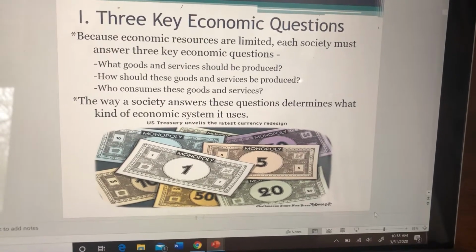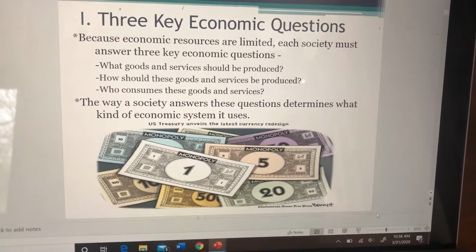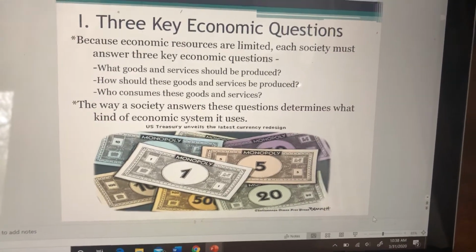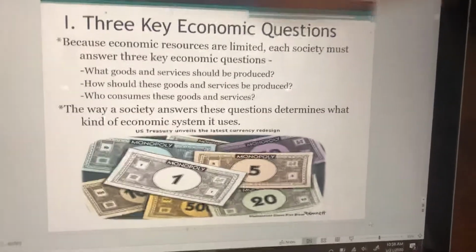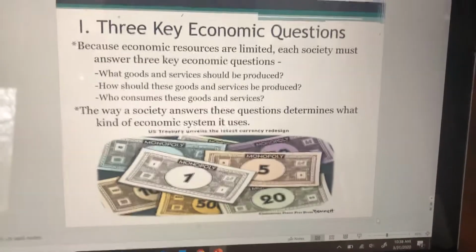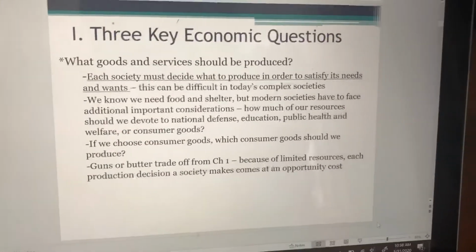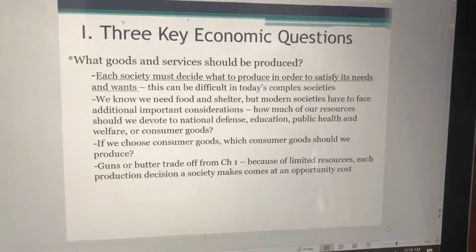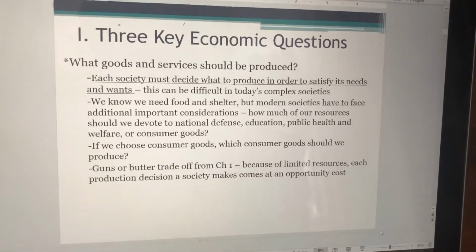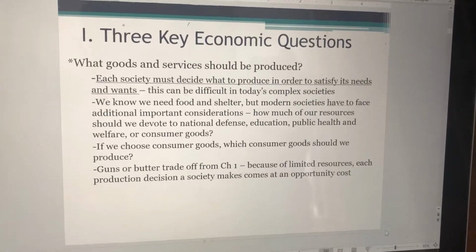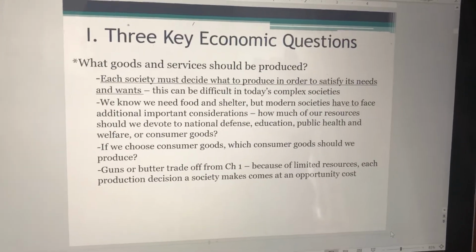We're going to go through various different types of economic systems, including the one that we have here in the United States, and we'll always refer back to these first 3 key questions. All right, so the first question, what goods and services should be produced? Each society has to decide what to produce in order to satisfy the needs of its people.